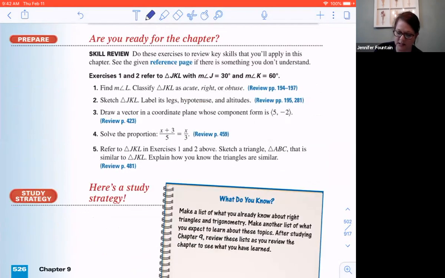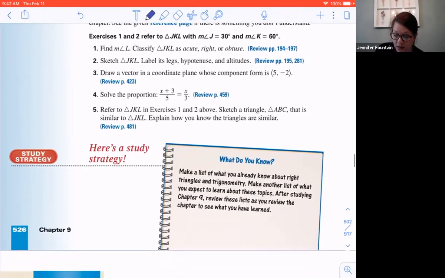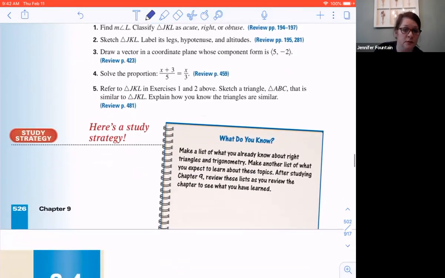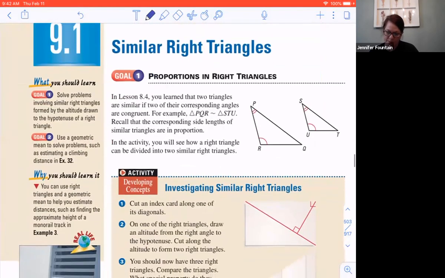Can you classify triangles as acute, right, or obtuse? Do you know how to label the legs and the hypotenuse and the altitude of a triangle, vectors in a coordinate plane, and solving proportions? Okay, those are the things that we know how to do already, so we're ready to move on.